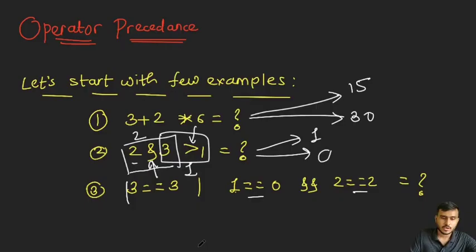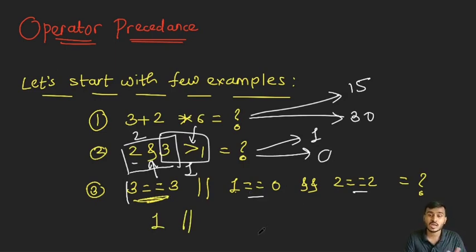Okay, so this is or, right? These equal to operators have the highest precedence, so these will be evaluated first. So 3 equal to 3, what is the answer? 1. Then or 1 equal to 0, what is the answer? 0, because 1 is not 0. Then and 2 equal to 2, what is the answer? 1, because 2 is equal to 2. So the expression will now look like this after evaluating equal to, because that had the maximum precedence.